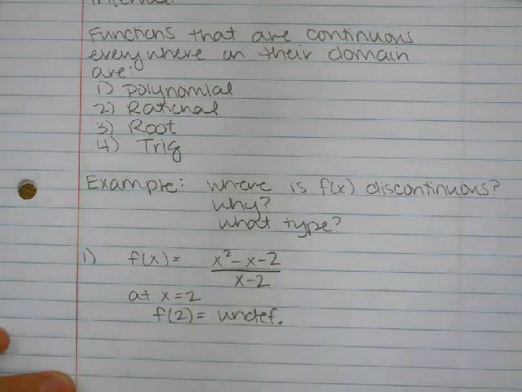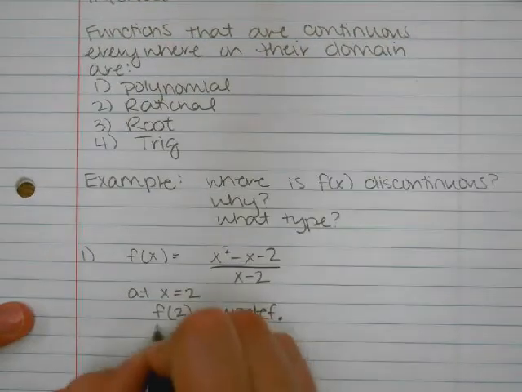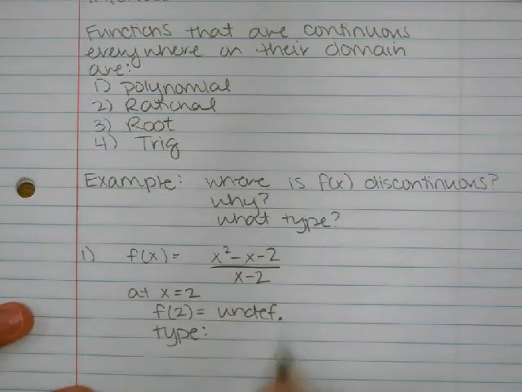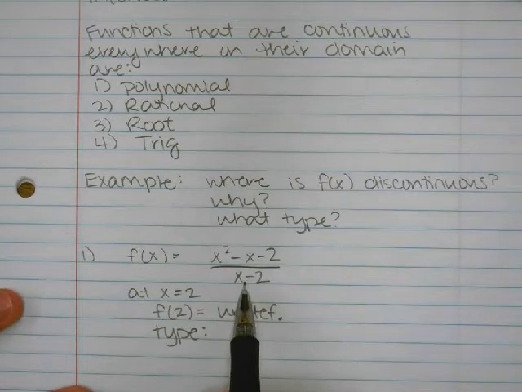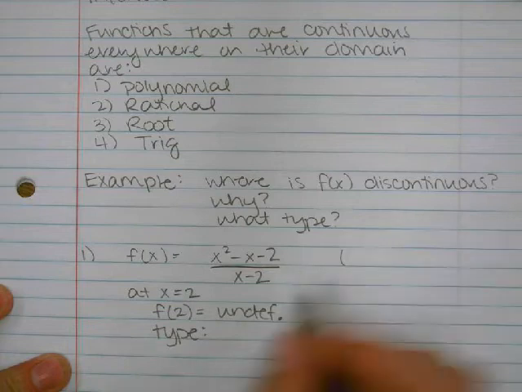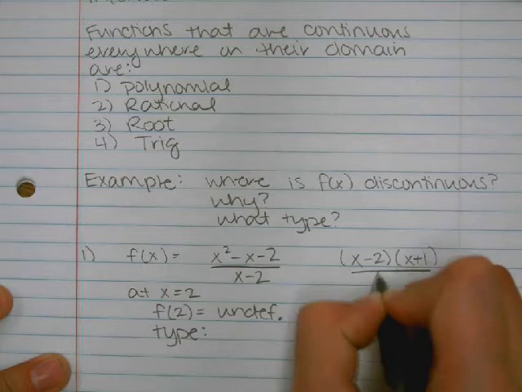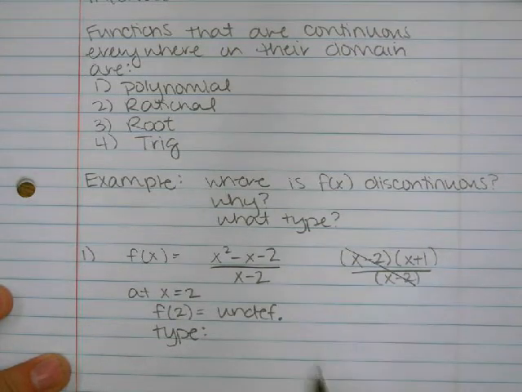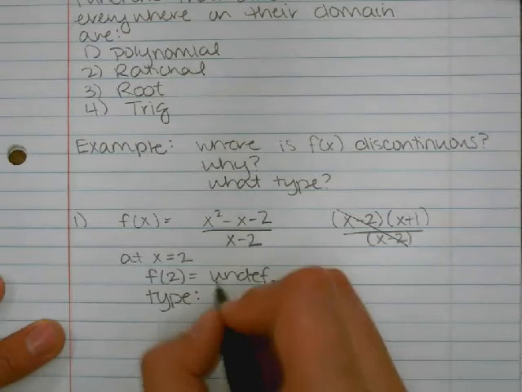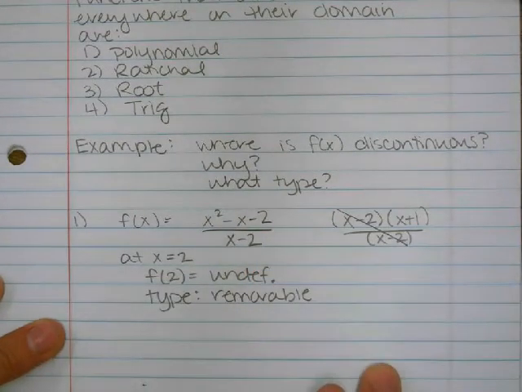If we think about those three things that we use to prove that functions are continuous, one of them was that you have to be defined at that point, and here you're not. You're undefined at that point. The type of discontinuity we have, this sort of discontinuity, could be a vertical asymptote, or it could also be a hole. So we have to factor this to figure out which one we're talking about. When I factor it, it's x minus 2 and x plus 1. That means the discontinuity is a hole, so the type of discontinuity is removable. That's a hole, so it's a removable discontinuity.